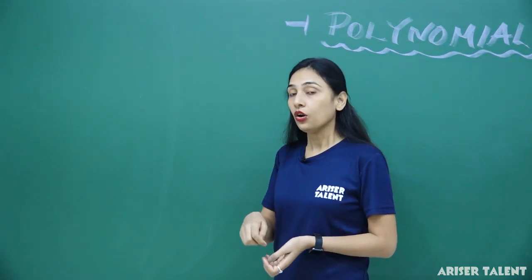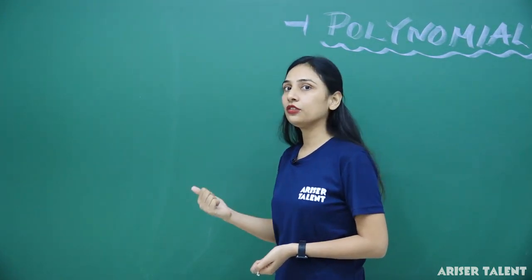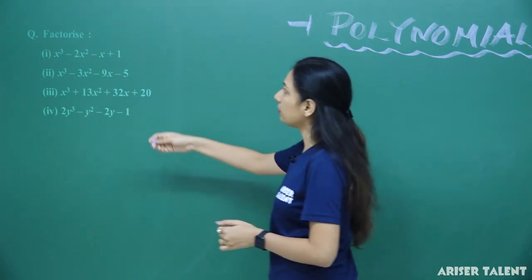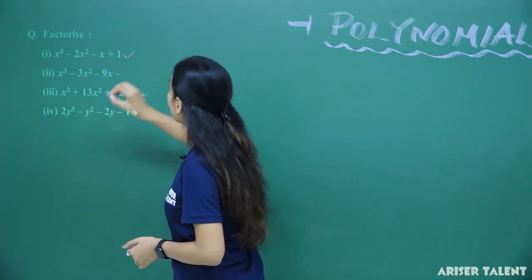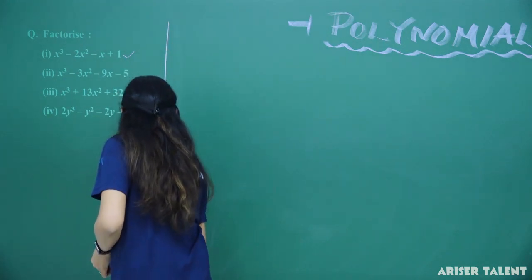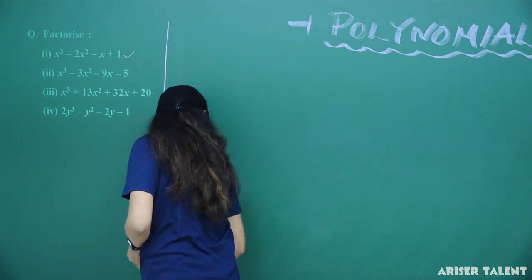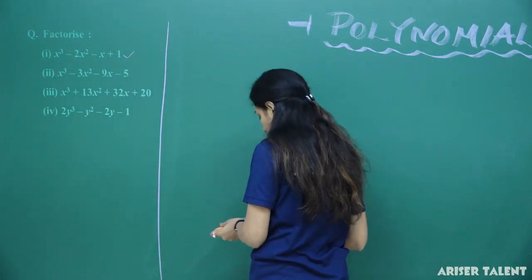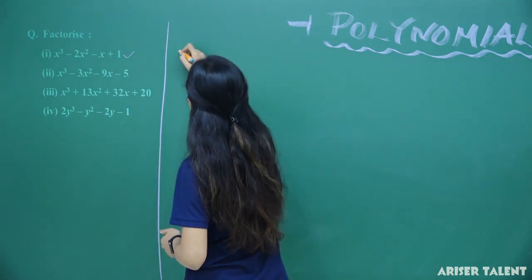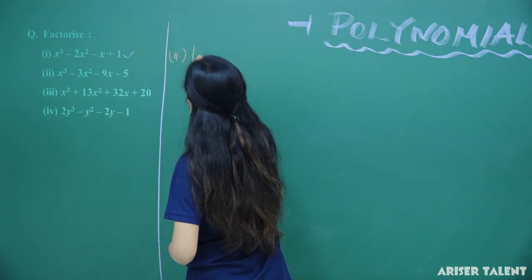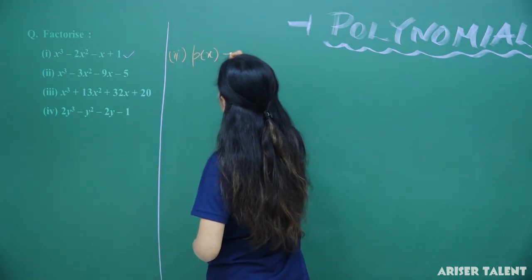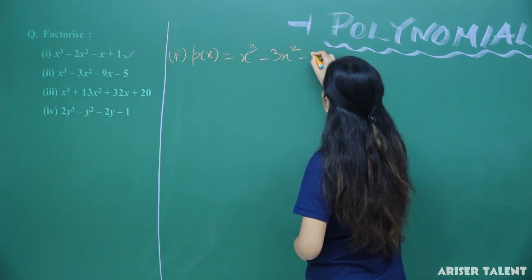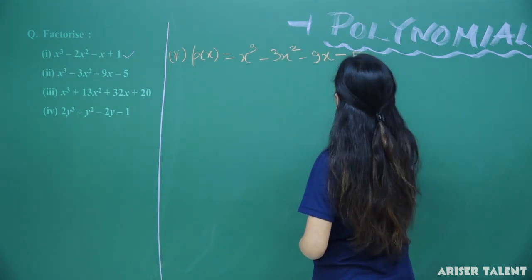Okay. So, now we will move towards our question. So, the question is factorize x cube minus, that is the one we have done. Okay. So, that is the second thing, the second one is px is given. Student, what is given as px? x cube minus 3x square minus 9x minus 5.